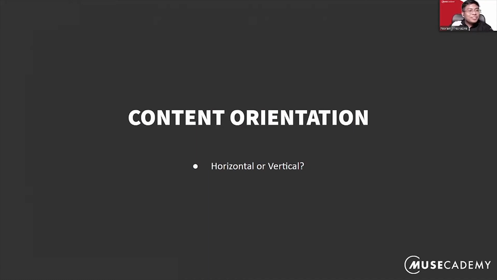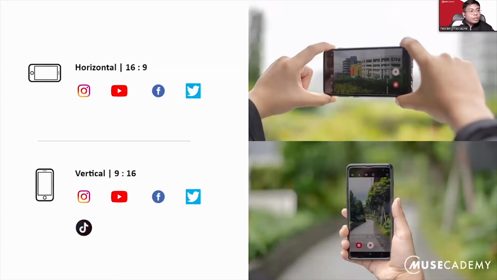Let's begin with content orientation. Most people are uncertain whether to shoot videos horizontally or vertically. So what this means is you're not sure if you want to shoot this way or this way. Horizontal format is widely accepted everywhere because it's a normal thing. Because films were shot that way, videos are shot that way. This horizontal format uses the aspect ratio of 16:9.